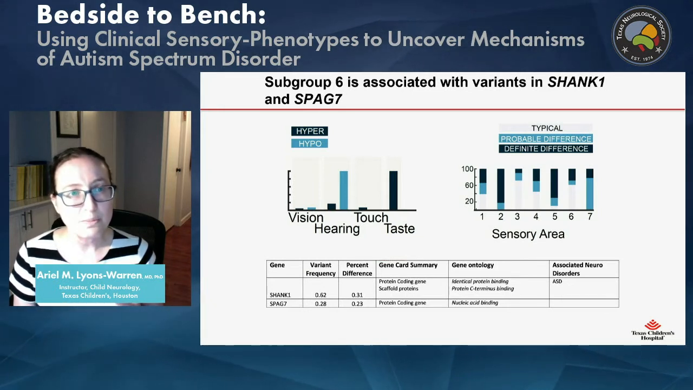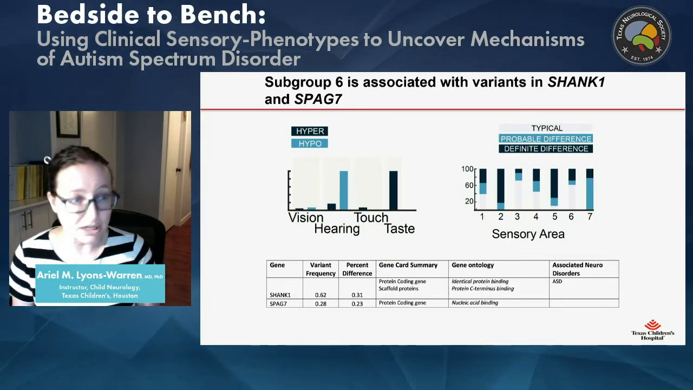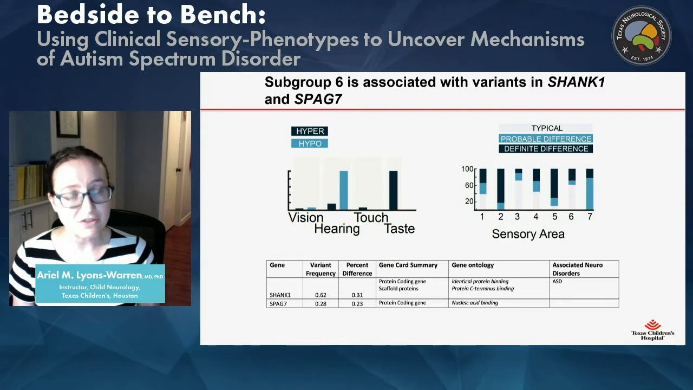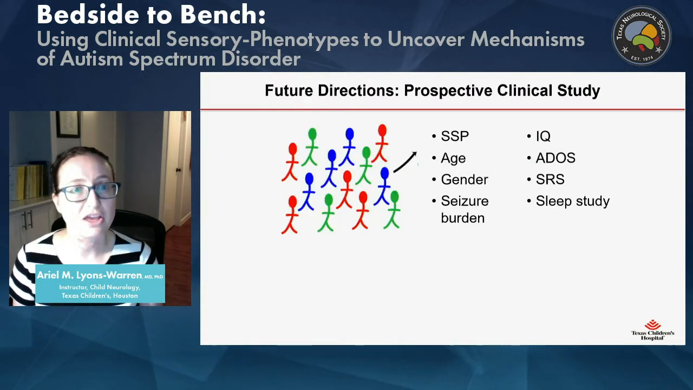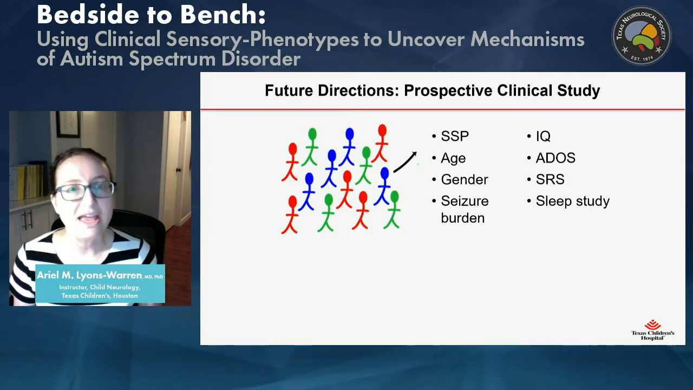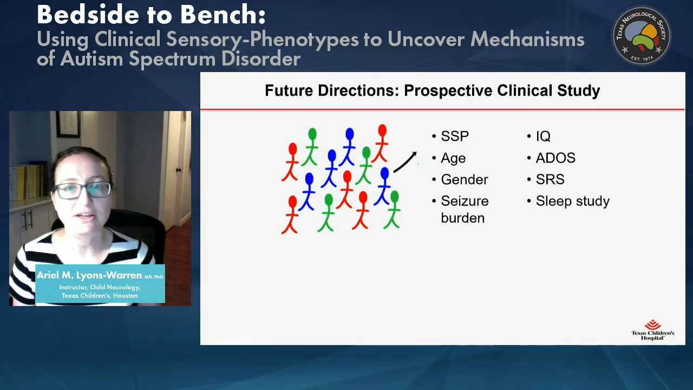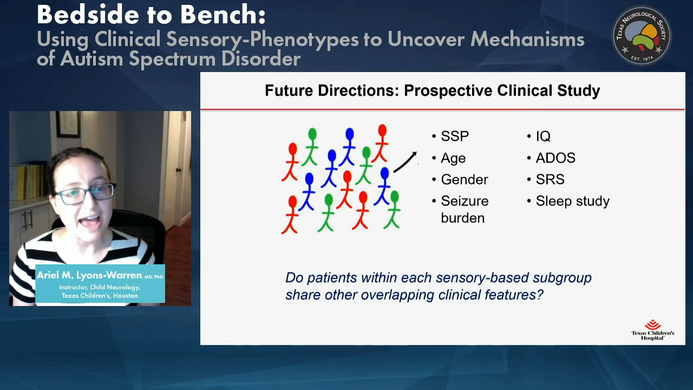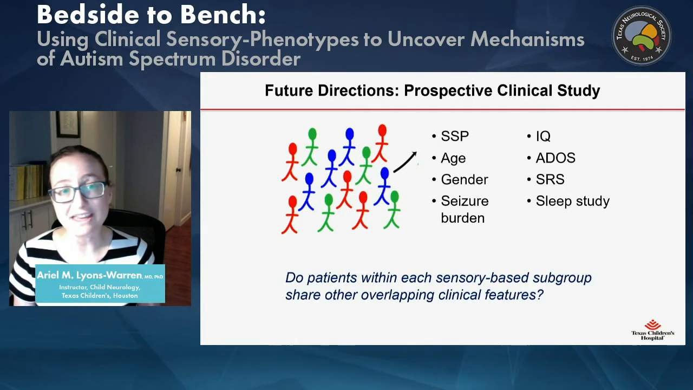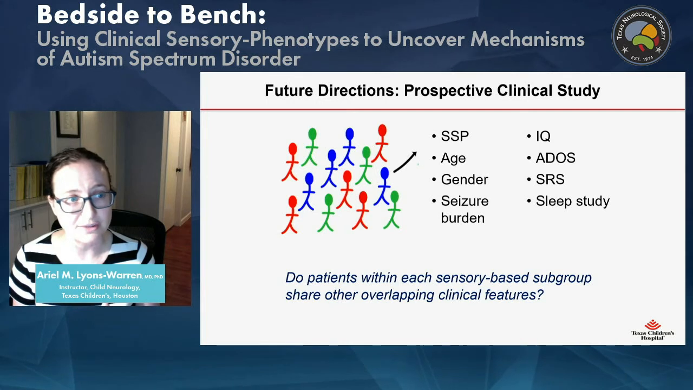And so, based on this idea that a gene and a sensory feature might be correlated or related, we have 3 different directions that we're moving towards. So the first is we want to take heterogeneous groups, like children with autism, and look at many different features, not just their sensory profile, but their age, their gender, their seizure burden, their sleep patterns, and ask, do patients within each of the sensory-based subgroups that we identify with our cluster analysis share other overlapping clinical features?